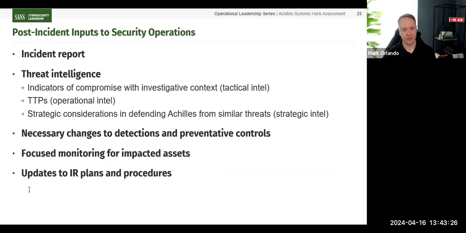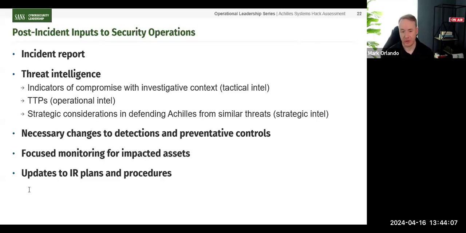Finally, we need to think about what the post-incident inputs to our new security operations function will look like. Some of those key inputs, if we think about things that are going to be very tangible, hopefully available, would be the incident report. We talked about gathering threat intelligence on the heels of this incident, indicators of compromise, TTPs, any kind of strategic considerations based on what we've seen. We may need to make changes in network architecture, may need to make process changes, engage new partners, things like that. We need to think about necessary changes in our preventative security and in our detections.